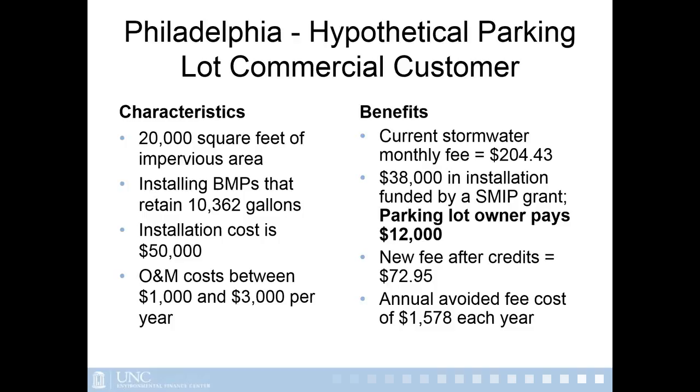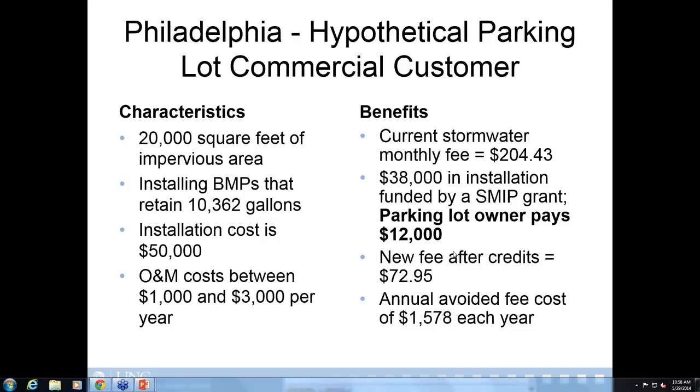So what we found is that for such a customer, if that customer did exist, their current stormwater monthly fee would be $204.43. I have to say that you'll see at the end we give some credit to the utilities that are the program managers for these. They were very interactive. We sent them our analyses and our hypothetical situation, and they really responded and tweaked it for us. So in this case, Philly would only fund $38,000 of the installation through the grant program, and the parking lot owner would pay $12,000. Feasibly, they'd probably use the loan program here to fund that $12,000, but we didn't make any assumptions on that front. So once they put this BMP in, their new fee after the credits would be $72.95.